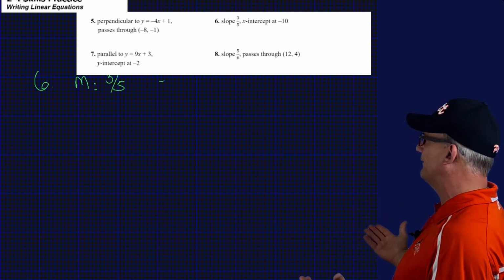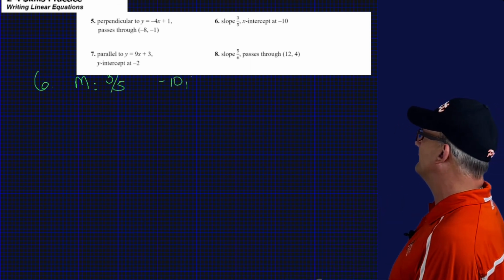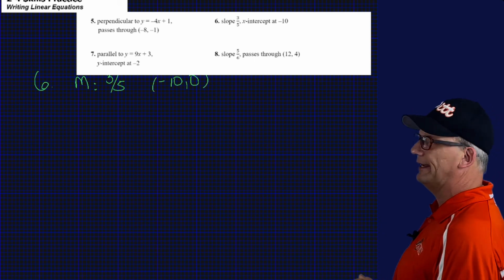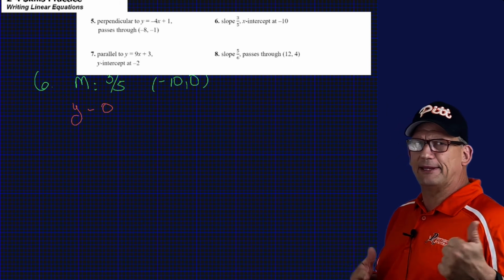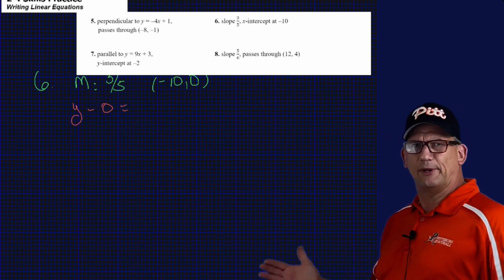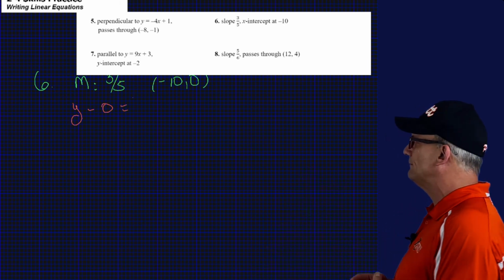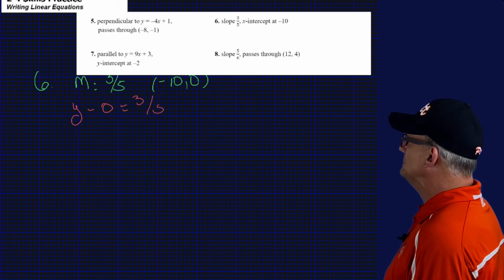So what's the big deal here? Well, they're telling us the x-intercept is at negative 10. So that shouldn't really be a big deal either. The x-intercept is at negative 10, 0. So we have our point, even though they don't give it to us, right? So all we have to do is substitute it into the point slope formula.